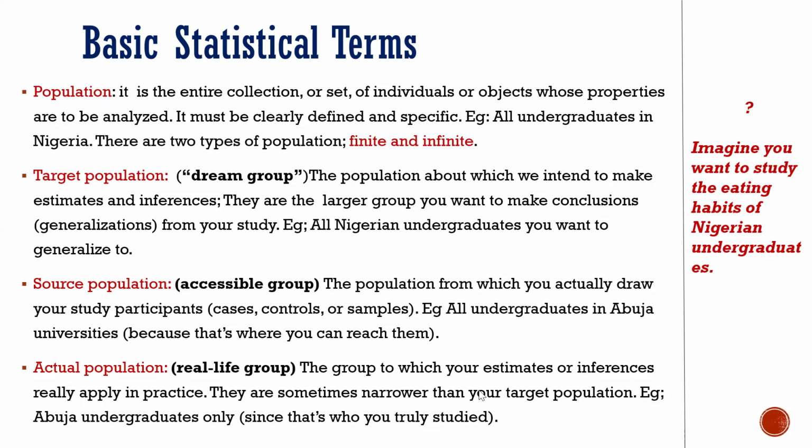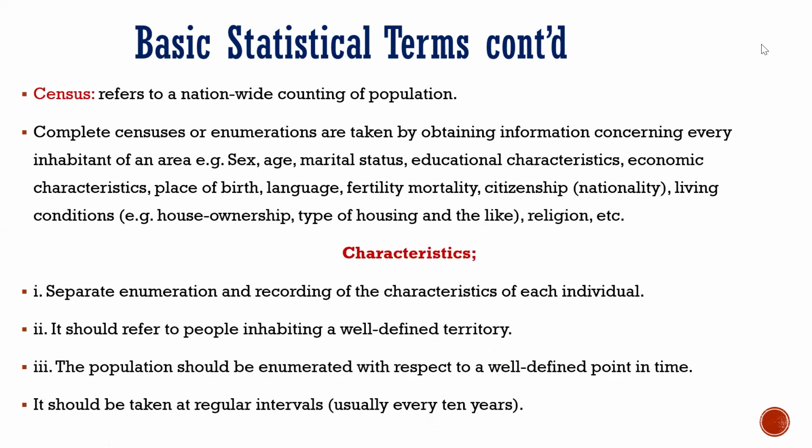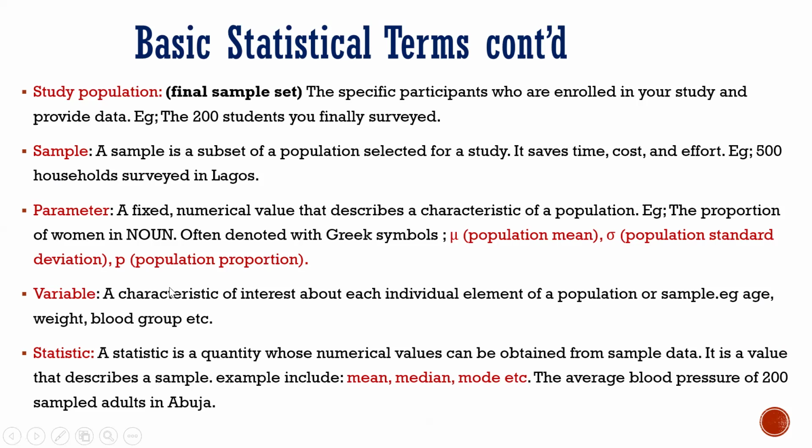So we also have another type of population. Okay. So we also have study population. They are the final sample sets. Your study population are those that you actually give your questionnaire to or carry out your experiment on. They should not fluctuate. Your study population are the specific participants who are enrolled in your study and provide data. They can be the 200 students you finally survey, the 100 students or the 500 students, as the case may be.